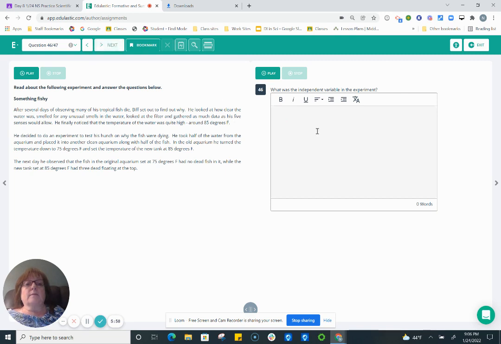What was the independent variable in the experiment? What was he testing to see if it affected the fish dying? He was changing the water temperature. That's what he was changing to see if the fish died. What was the dependent variable in the experiment? It was how many fish lived.